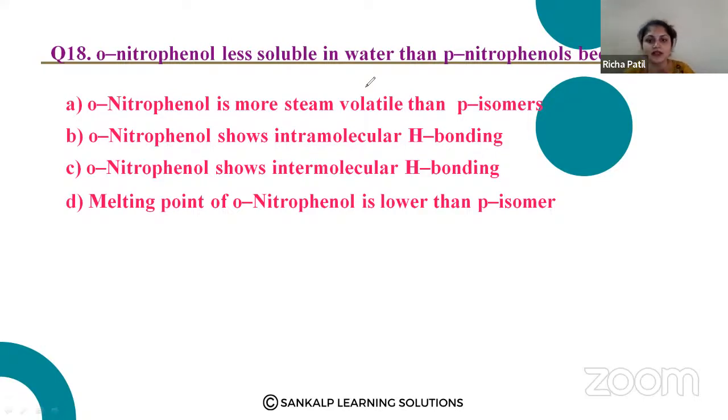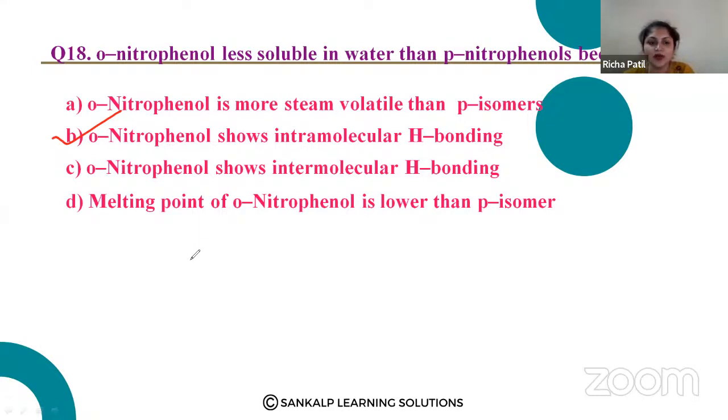Yes, Lohit Kumar, yes. The correct answer is B. B is the correct answer. Ortho-nitrophenol shows intramolecular hydrogen bonding. So because of that, it is less soluble in water than para-nitrophenol.